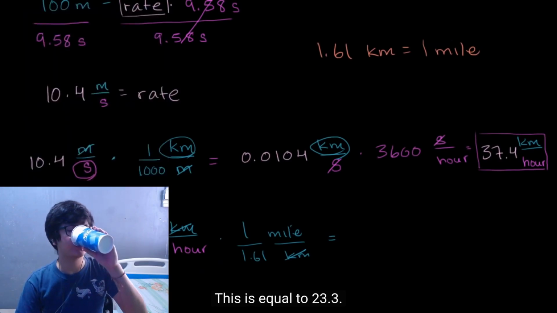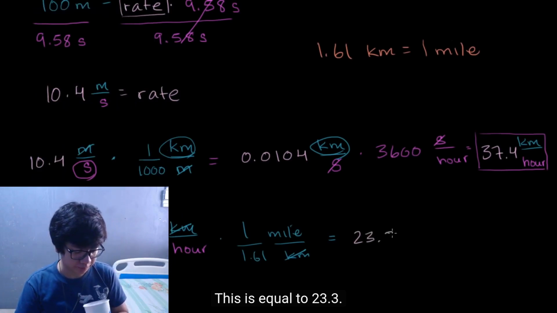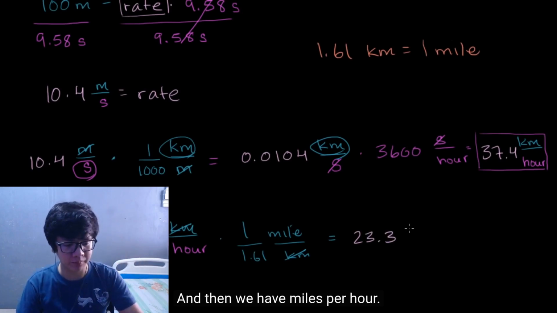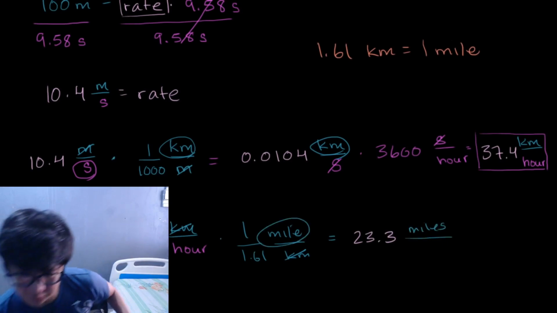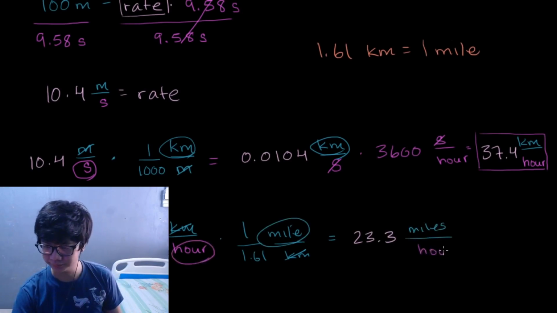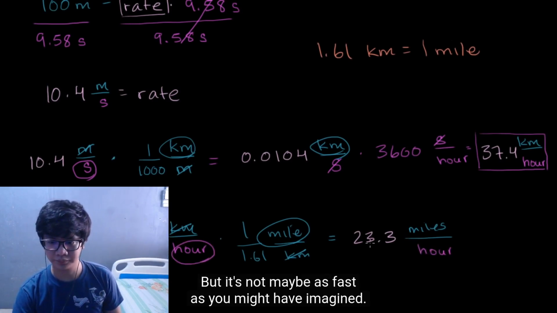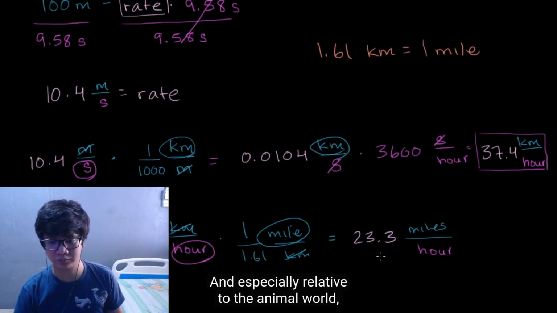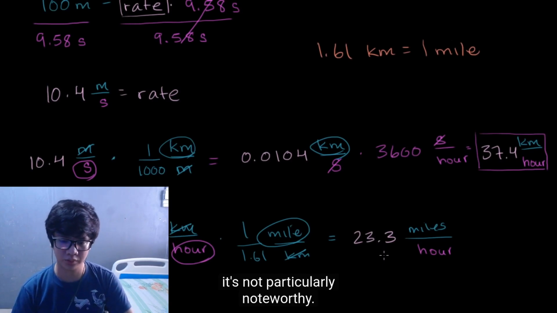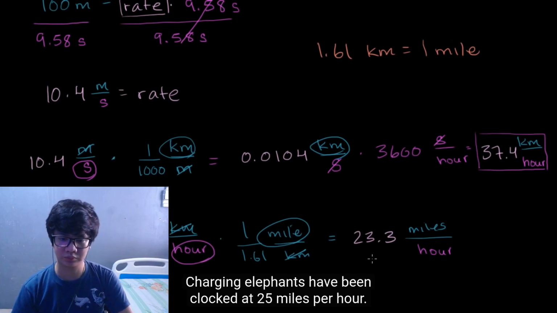This is equal to 23.3 miles per hour. Which is obviously very fast. He's the fastest human, but it's not maybe as fast as you might have imagined. You know, in a car, 23.3 miles per hour doesn't seem so fast, and especially relative to the animal world, it's not particularly noteworthy. This is actually slightly slower than a charging elephant. Charging elephants have been clocked at 25 miles per hour.